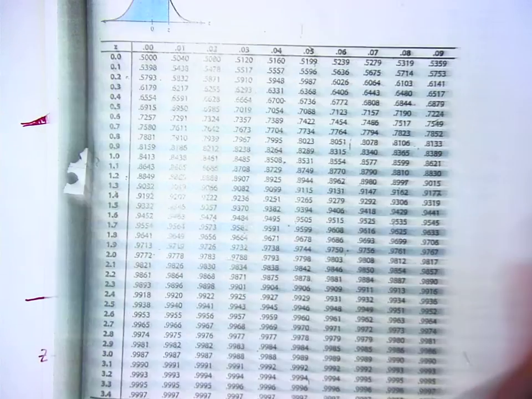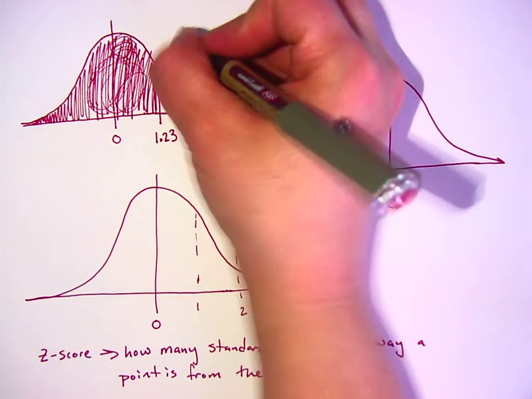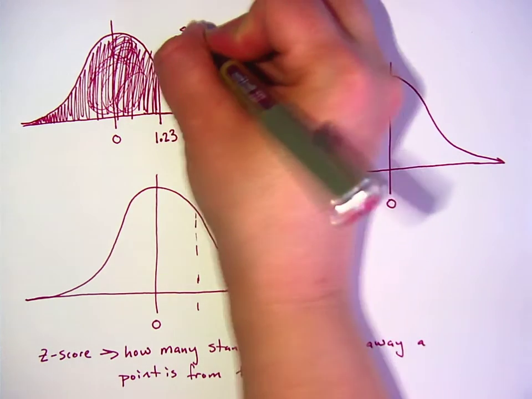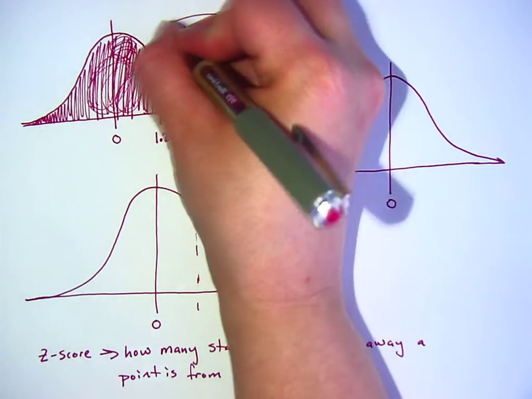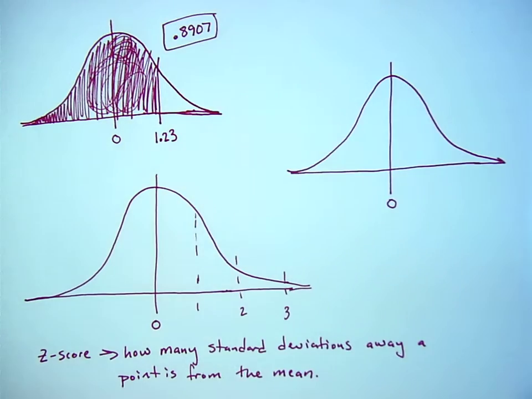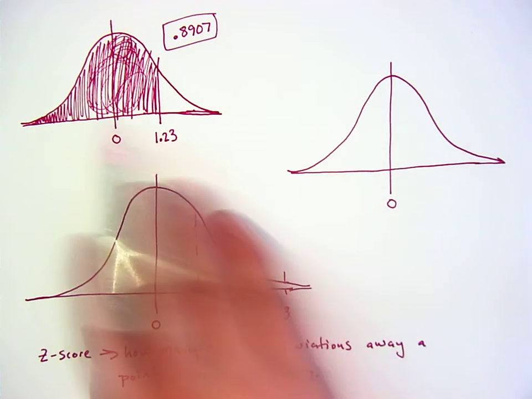All right, so 0.8907 means that this shaded area is 89% of the area under the curve. My picture must not be great because it doesn't quite look like 89%, but does it look like more than 50%? For sure. So your picture might not be perfect, but that's fine. And remember, it always reads to the left, which is why this worked.